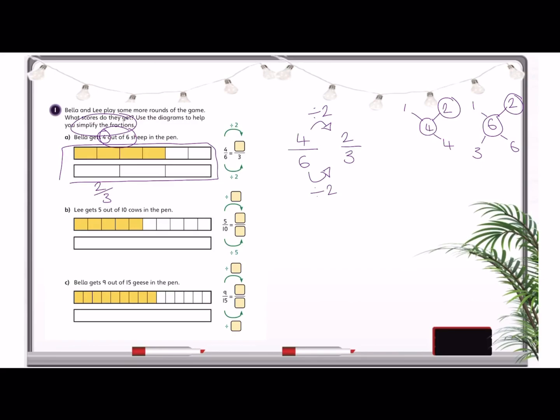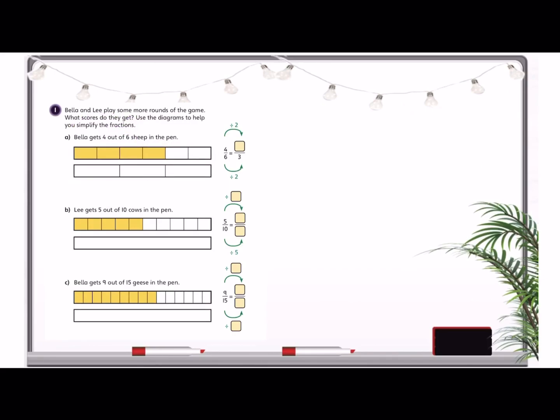So if we have a look at B, we're going to do exactly the same. So we can see Lee gets 5 out of 10 cows into the pen. So 10 is the denominator because it's the total he possibly could have got. And he got 5 out of the total. So that's going to be our numerator.